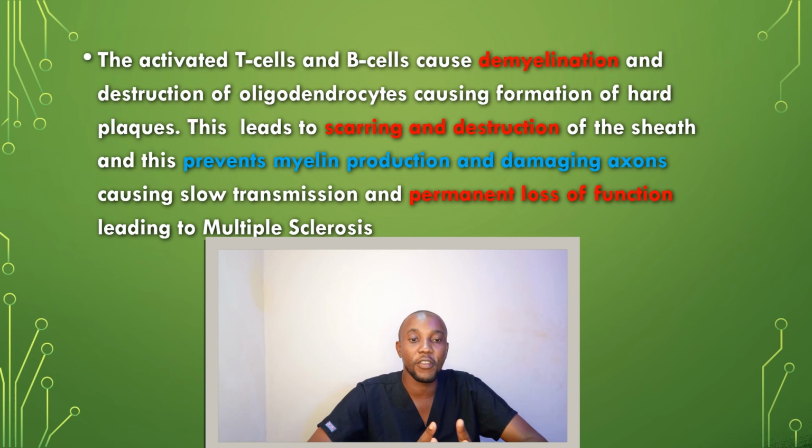Demyelination is the destruction of the myelin sheath and the destruction of oligodendrocytes. Oligodendrocytes are cells that produce myelin, causing formation of plaques. That leads to scarring and destruction of the sheath, and that will prevent myelin production and damage the axon, causing impaired transmission and permanent loss of function. All that will now lead to multiple sclerosis. That is basically what happens in pathophysiology.